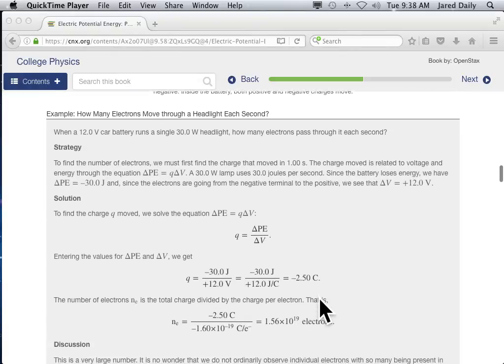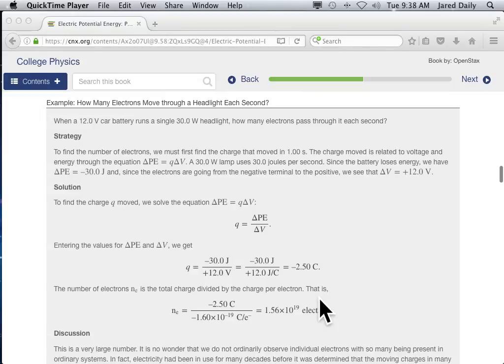So here's another example. We have a 12-volt car battery running a single 30-watt headlight. Now, what are watts? Remember last semester we learned that watts are joules per second. So watts are the amount of energy that you're using in time, kind of like a velocity for energy. And so if we have 30 watts, you're using 30 joules per second. Right? So how many electrons are going to pass through each second? Well, let's take a look at some of the equations and see if we can figure this out.